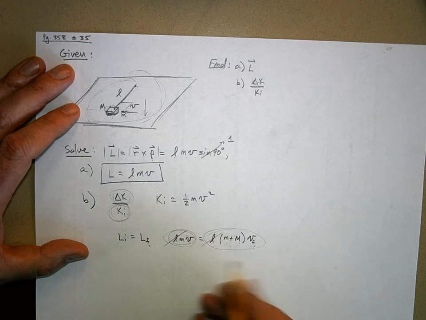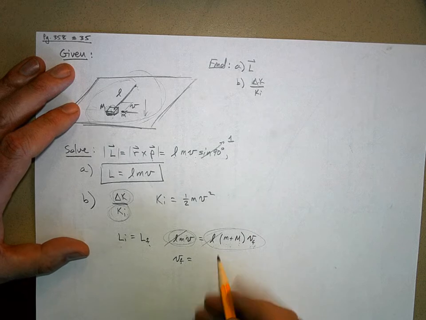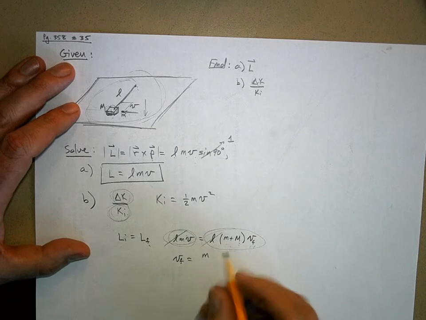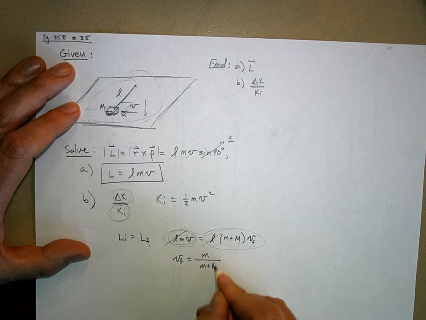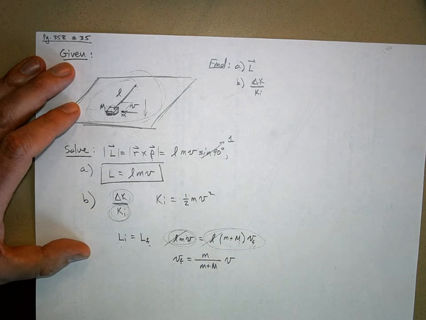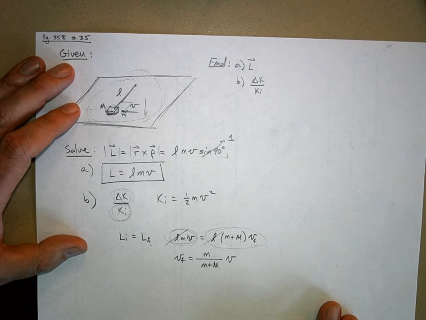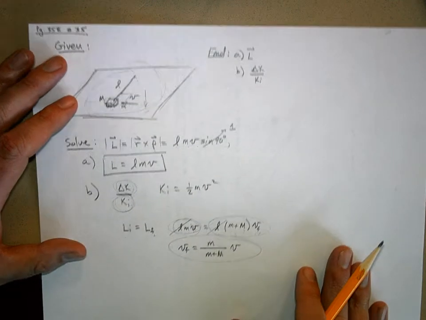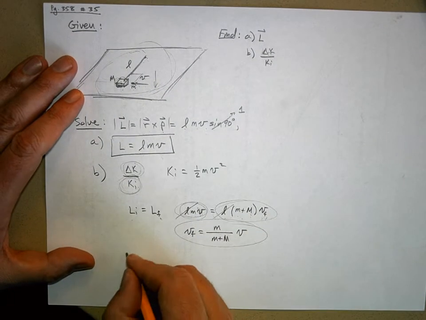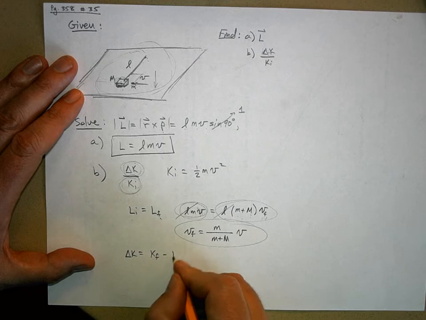So v final, the final velocity of my system, is going to be equal to m, just divide both sides, over m plus big M times my initial velocity. Does that make sense? So now I know what my final velocity is. Well, let's figure out what delta K is. It's K final minus K initial.